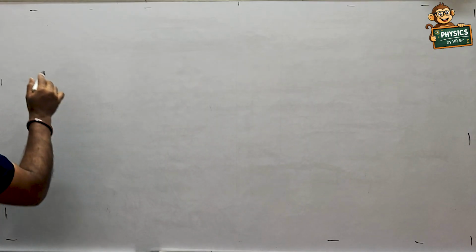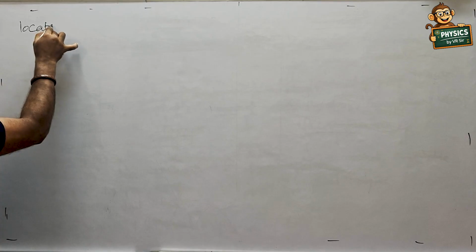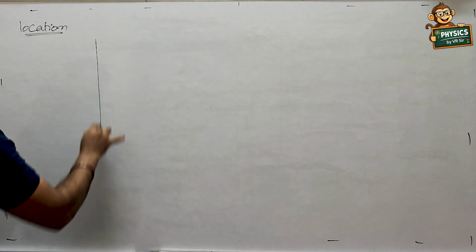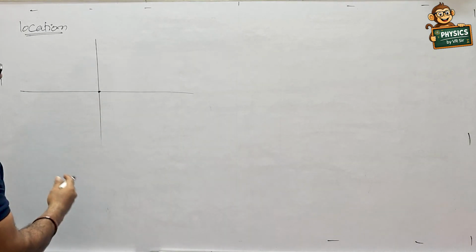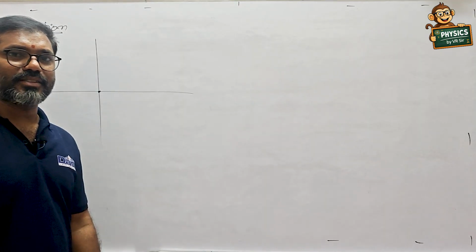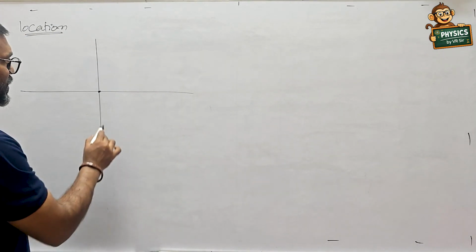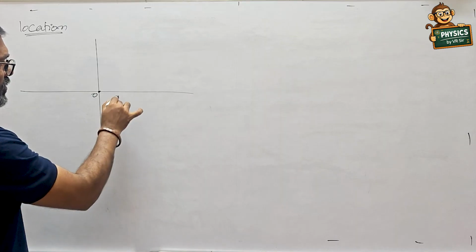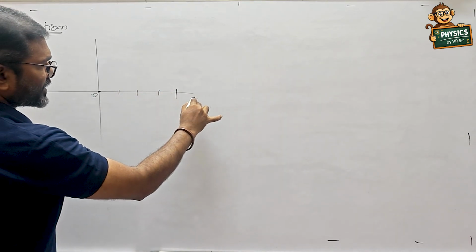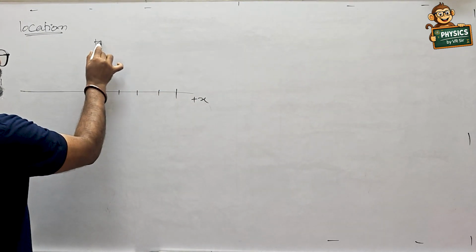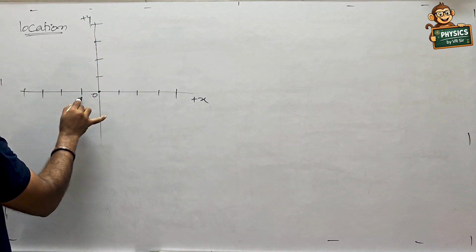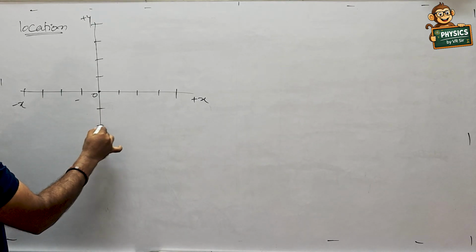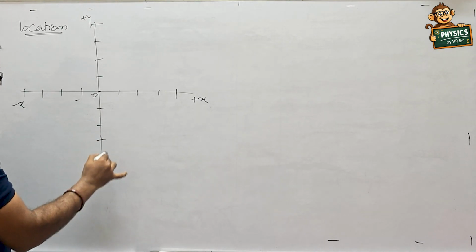So let's see location. To represent a location, we take a reference that we call the coordinate system or frame of reference. This we call the origin, this is the positive x-axis, this is the positive y-axis, this is the negative x-axis, and this is the negative y-axis.